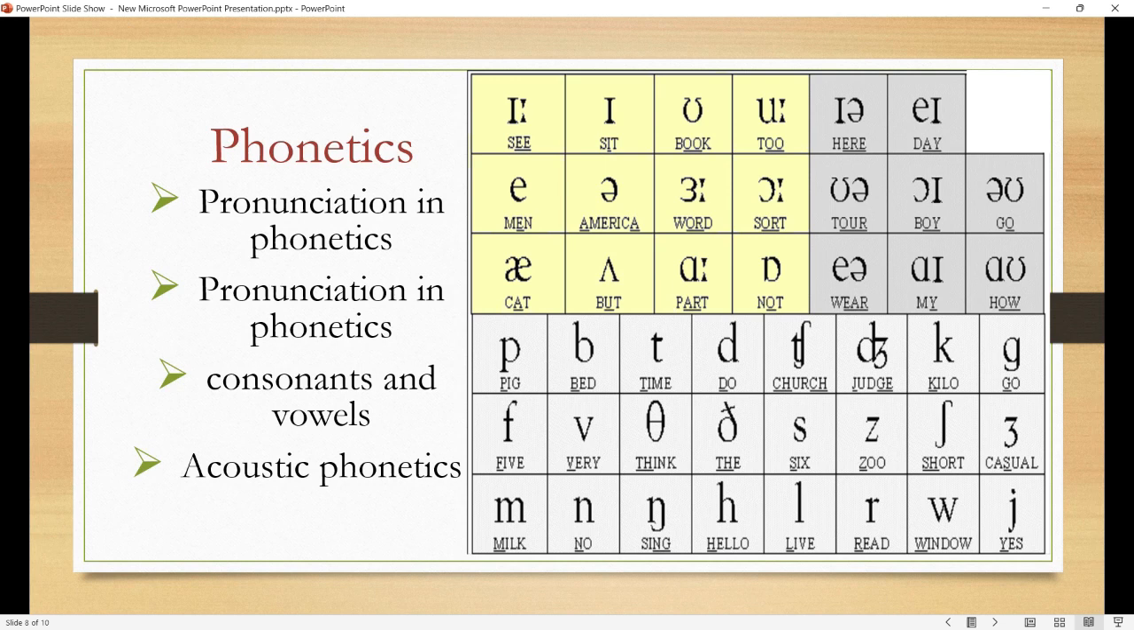Acoustic phonetics. Acoustic phonetics is the study of how speech sounds travel, from the moment they are produced by the speaker until they reach the listener's ear.